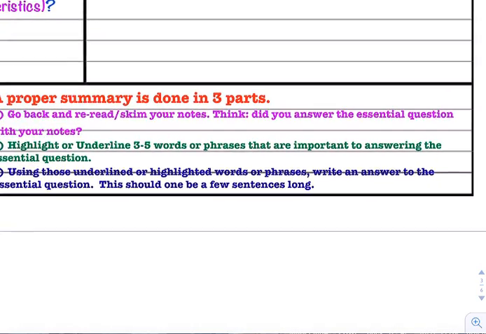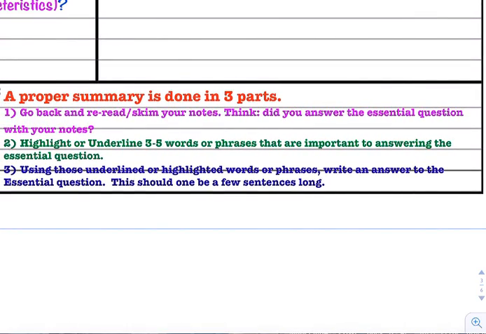Okay. As you're reading, you should highlight or underline 3 words or phrases that are important to answering the essential question. You don't have to use a highlighter, but I'm cool with highlighters. And so you should be thinking, how do I answer this question? What words or phrases within the notes should I use? And then the final step is writing a few sentences, just maybe 2, 3, 4 sentences, using those highlighted words or phrases as best you can in answering the question.